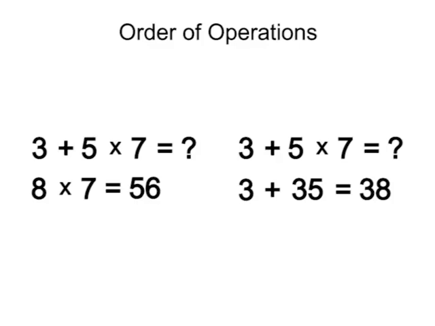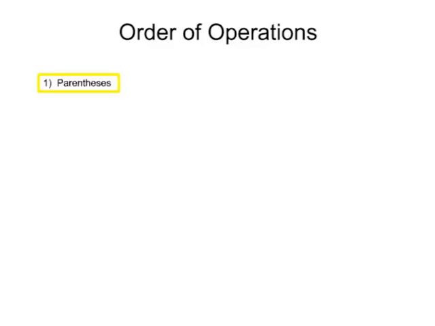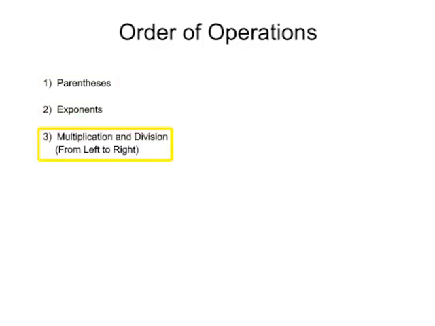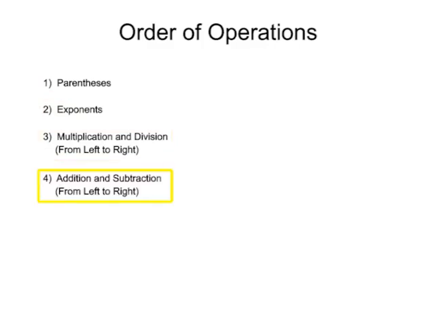The term order of operations defines a technique that standardizes the way in which arithmetic operations are accomplished. The rules for order of operations are as follows. Do operations within parentheses first. Next, resolve any exponents. Then multiply or divide from left to right. Finally, add or subtract from left to right.